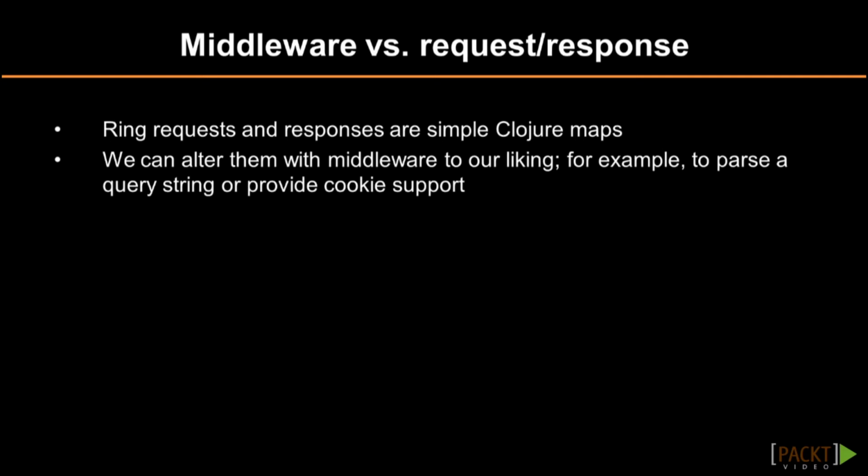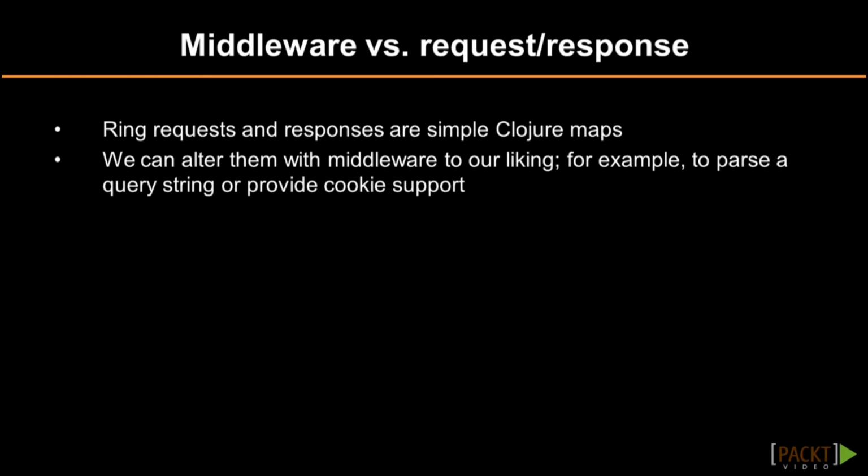One thing that is also very useful is the fact that with middleware, we are able to intercept and alter the request and response. We can use middleware, for example, to parse query strings and provide query parameters as a map, or we can use middleware to support cookie parsing and creation. Such middleware, as you have probably guessed, is already provided by Ring, along with a bunch of useful functions.